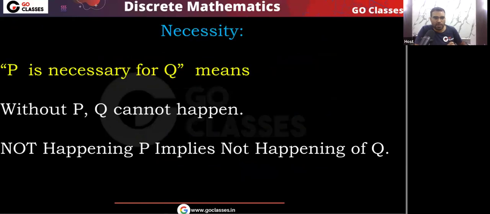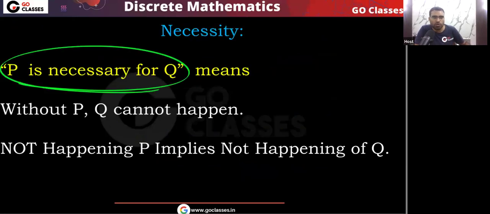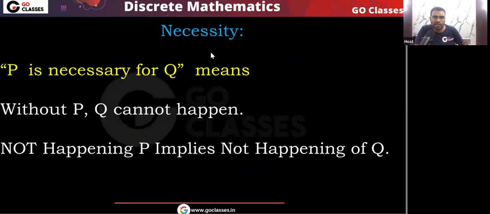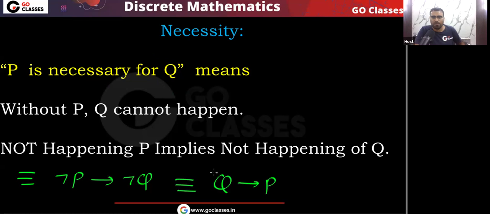So finally, remember, P is necessary for Q. What does this actually mean? See, this is very intuitive. P is mandatory for Q. It means without P, Q cannot happen because P is mandatory. Means if P does not happen, then Q does not happen. That is same as negation P implies negation Q, and that is same as Q implies P.